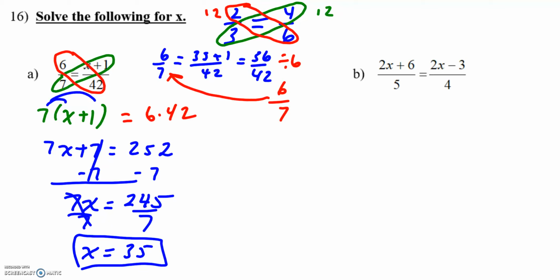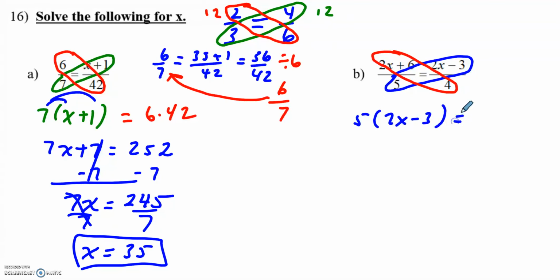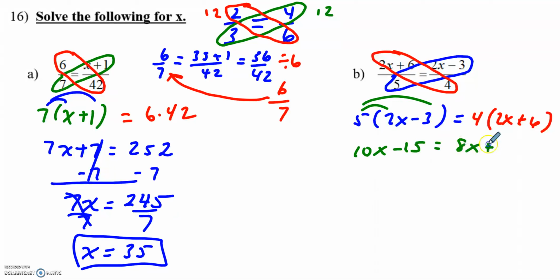For part B, again, these fractions look more complicated, but I do know that if two fractions are equal, this first diagonal when multiplied is equal to this second diagonal when these are multiplied. So that would be 5 times 2x minus 3 is equivalent to 4 times 2x plus 6. So if I distribute on both sides, we'd have 10x minus 15 equals 8x plus 24.